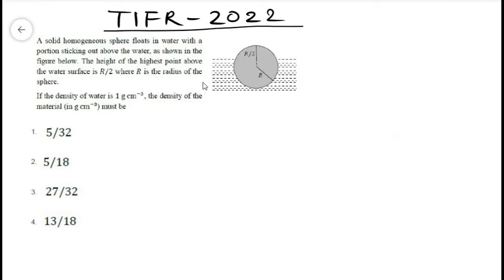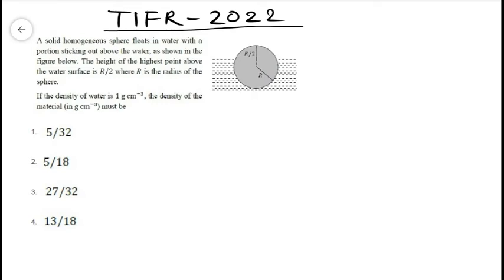This question was asked in the TIFR 2022 physics paper. It says that a homogeneous solid sphere floats in the water like this. The highest point of the sphere is at R by 2 distance from the surface of the water. The density of the water is given to be 1 gram per centimeter cube, and we need to solve this for the density of the material.